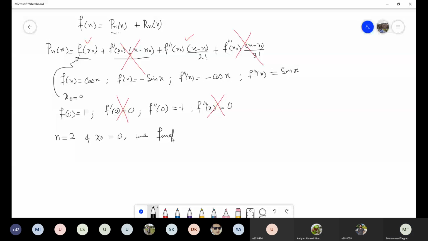that cos of x, बल्कि इसको ऐसे लिख लें, polynomial p2 of x is equal to cos of x, which is equivalent to क्या बनेगा? f of x naught was कितना था? 1 when after substituting the point x naught is equal to 0. 1, this goes away because f dash of x naught was 0, so the whole term is 0.